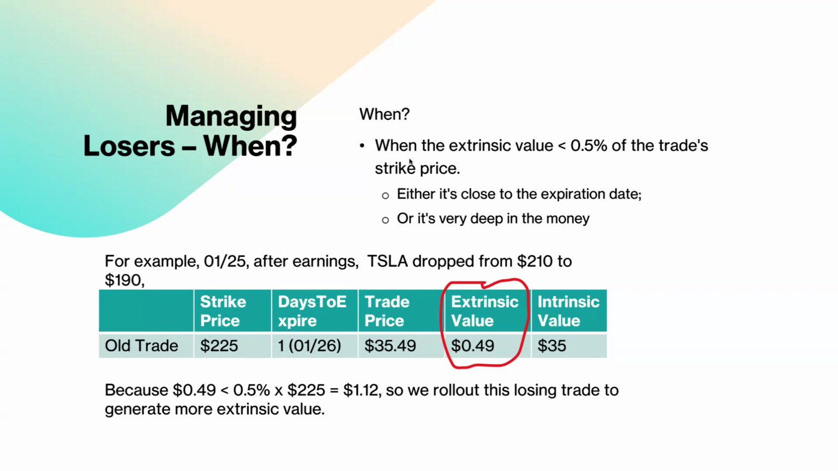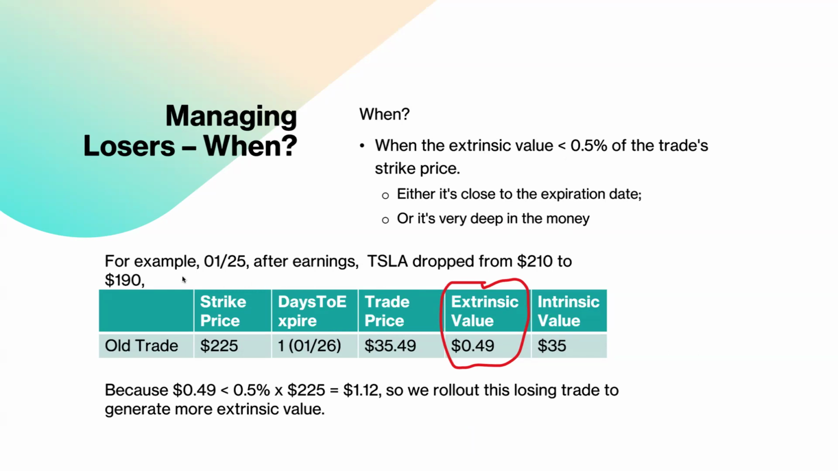Because my trade strategy is to earn the most time value, or extrinsic value, I propose to manage losses when the extrinsic value is less than 0.5% of the strike price. When this happens, either it's close to the expiration date or it's very deep in the money. You may fear that your in-the-money trade will be assigned to you. It's possible, but unlikely, because the put buyer is paying extra for the extrinsic value when they close the trade.